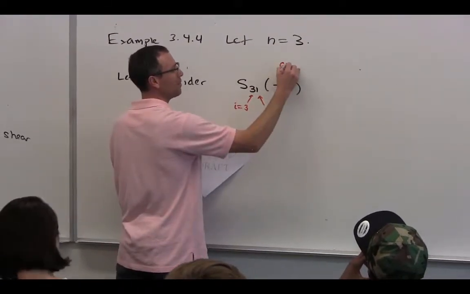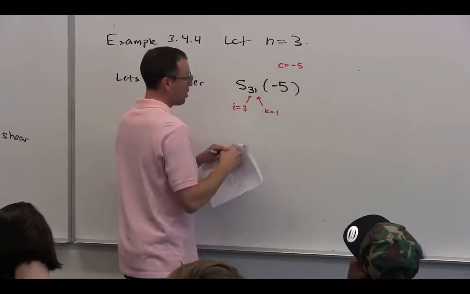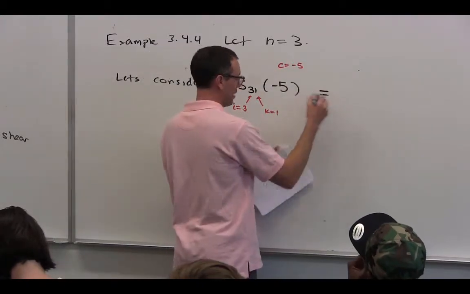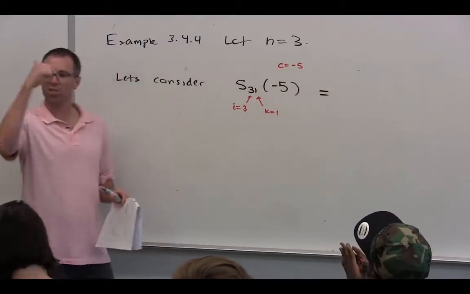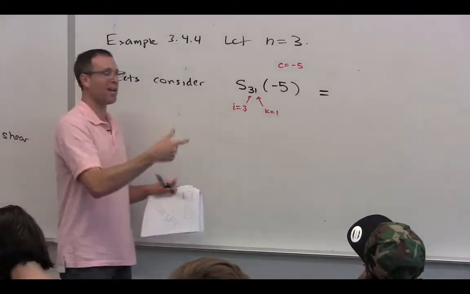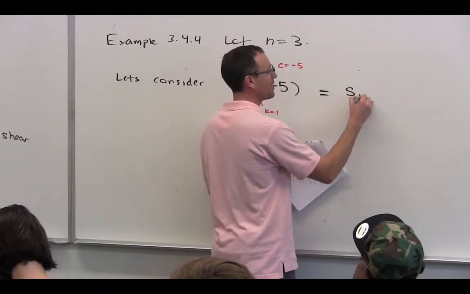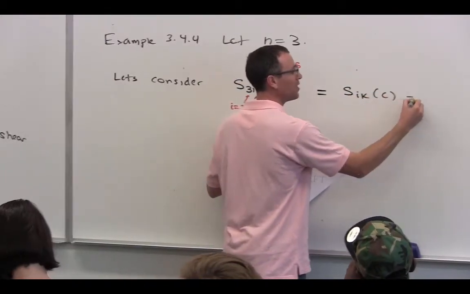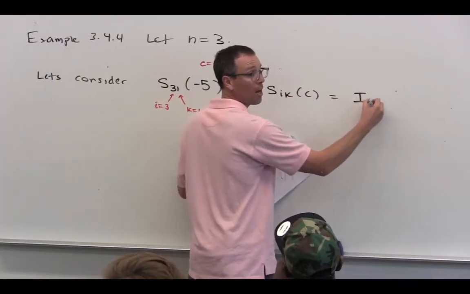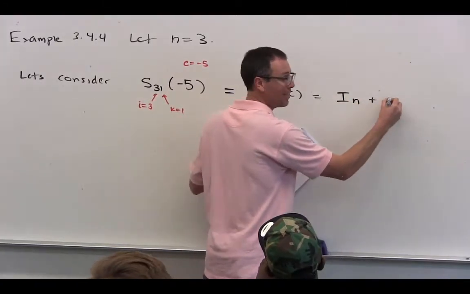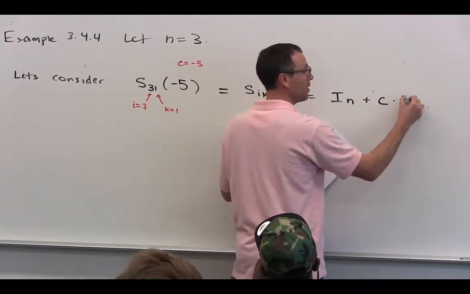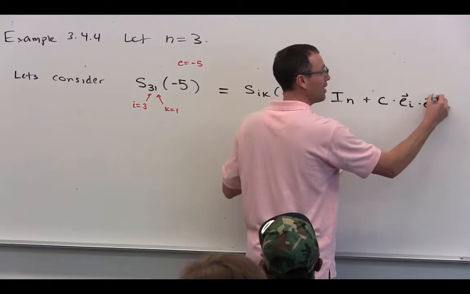What is c? Okay. Some of my students are not used to making specific connections between the notation and the definition and the way that we write it out. And so let me do this. What is the formal definition if I write S_ik of c? It's I_n plus c times e_i e_k transpose.